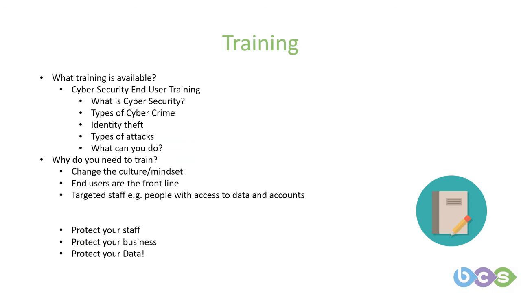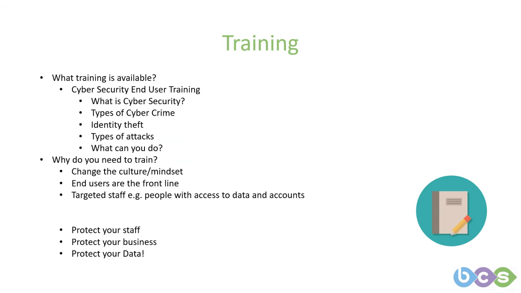The last tip is the biggest, and the one where more is required: training. We mentioned it a couple of times earlier, about decision making, common sense and things like that. Cyber training is available. We offer it free to our customers, and it covers what is cybersecurity, types of cybercrime, identity theft, types of attacks. What can you do as an end user? The answer is, if you think you've done something wrong, tell someone and just be honest. That's all I can ask, is for honesty. It helps me do my job quicker, and it helps get the problem fixed quicker.